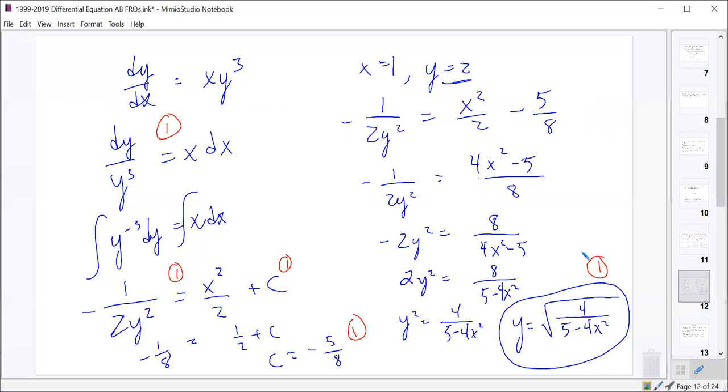Negative, sorry, say that again, if you wrote it as the square root of negative 1 over 5 fourths minus x squared, something like that. Yeah, that's fine. It doesn't have to be written this way.